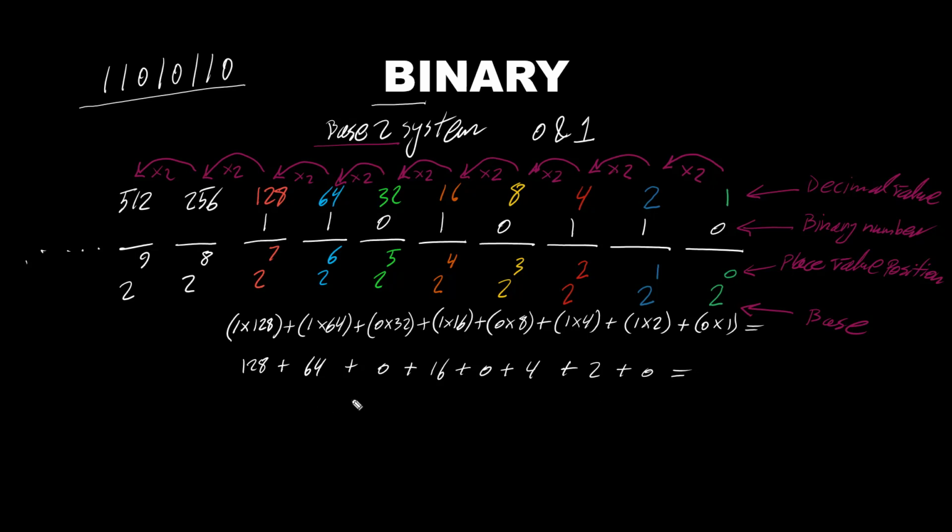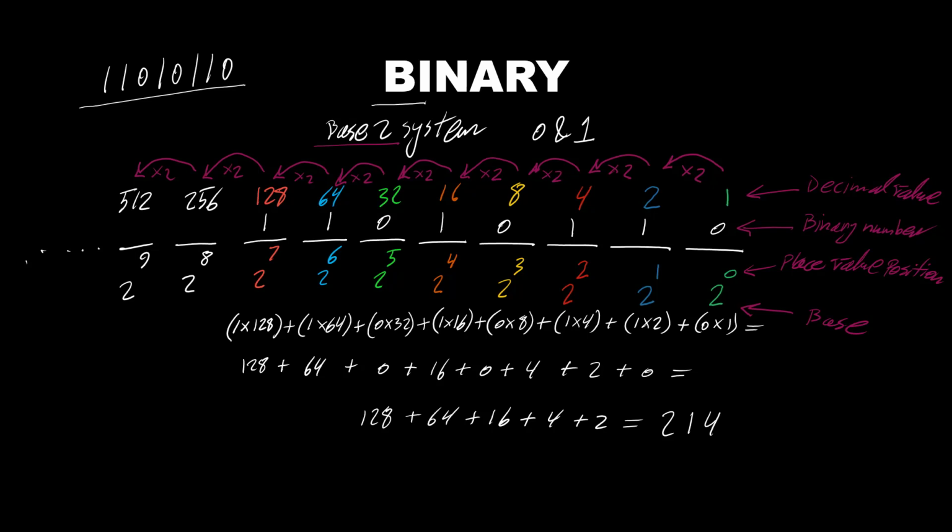So in other words, we have 128 plus 64 plus 16 plus 4 plus 2. 128 plus 64, that's 192, and 192 plus 16, that's 208, 208 plus 4, that's 212, and 212 plus 2, that's 214. So this binary number is equivalent to 214 in decimal number system.